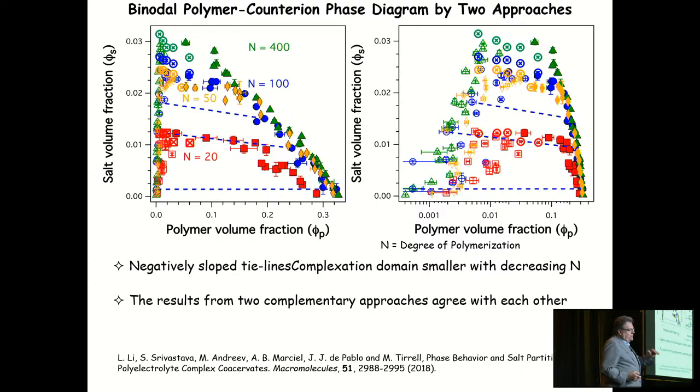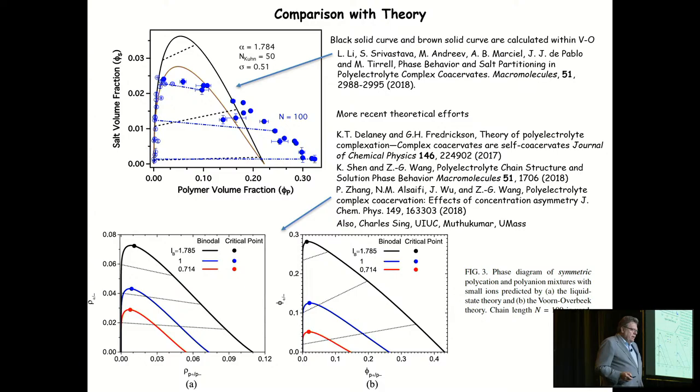Be less salt in the dense phase than in the dilute phase was borne out by these data. But again, as I said, hold that thought. It's impossible to fit our data to the Voorn-Overbeek theory. If you look at the theoretical curve with the very high critical point on the upper left, the parameters for the Voorn-Overbeek theory are pretty well knowable a priori. So that top curve is what would be predicted by the Voorn-Overbeek theory.